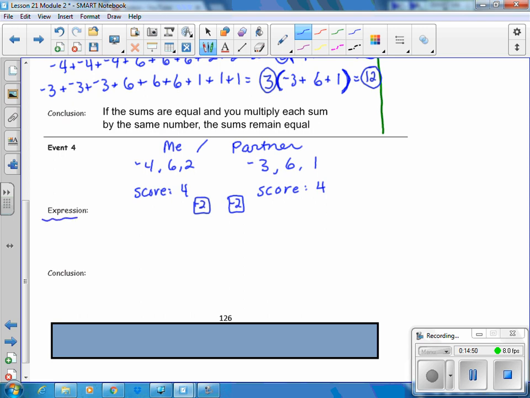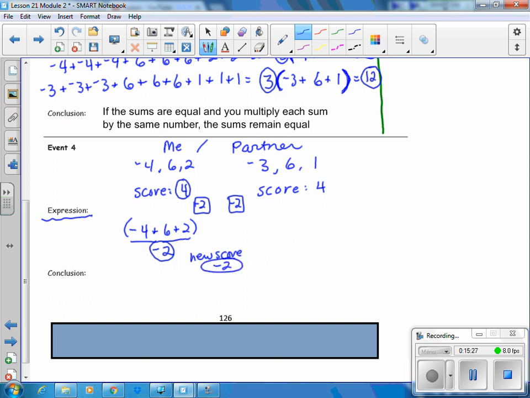Now let's use the expression. The expression for me is -4 plus 6 plus 2. That's going to give me my score, and I need to divide that whole quantity by -2. So -4 plus 6 plus 2 is 4, and 4 divided by -2, let's see, your score was 4, and we're dividing by -2, and so is it positive or negative? Good, it's negative. So your new score is -2.